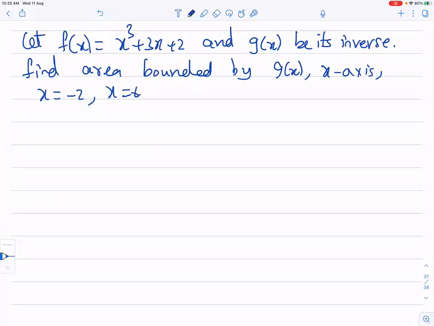Let f of x equal x cube plus 3x plus 2. g of x is its inverse. Find the area bounded by g of x, the x-axis, and x equal to -1, x equal to 6. See, I've taught this one thing.